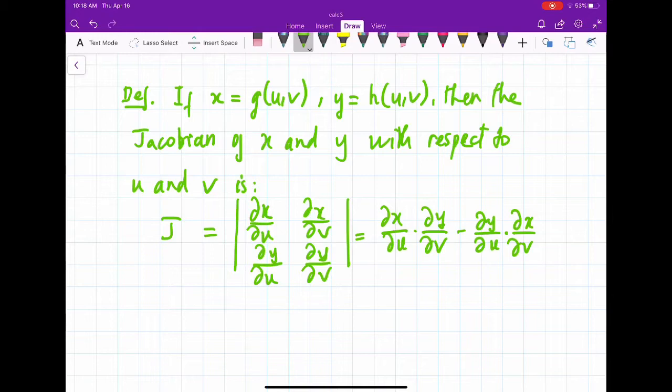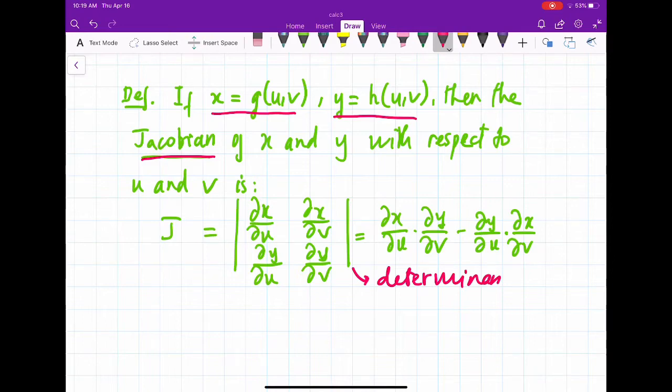Let's talk about the Jacobian of functions x and y with respect to u and v. Suppose that you have two functions x and y, and the Jacobian of x and y with respect to u and v is defined as the determinant of partial derivatives. In the first row, you have the partial derivatives of x with respect to u and v. And in the second row, you have the partial derivatives of y with respect to u and v. Okay?